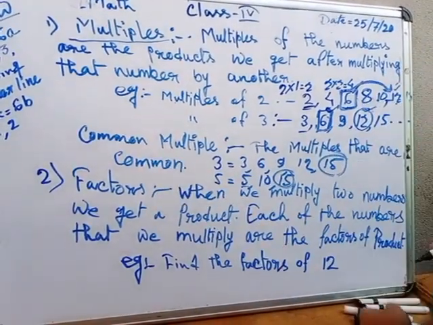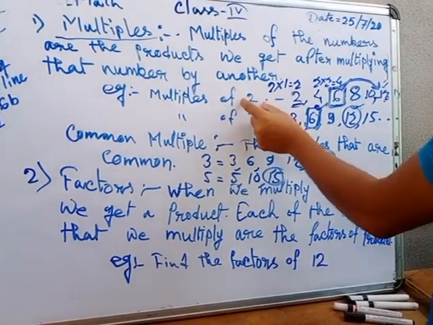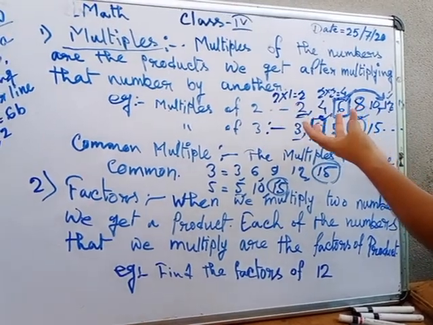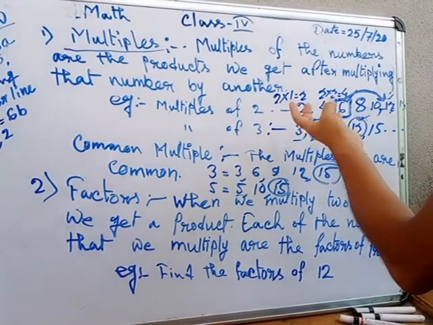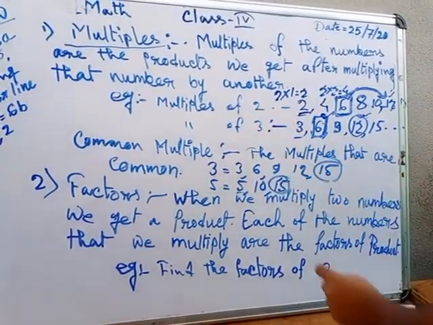Then I will tell you 10 multiples. Suppose the 10 multiples of 2: 2 1s are 2, 2 2s are 4, 6, 8, 10, 12, 14, 16, 18, 20. These are the 10 multiples of 2.